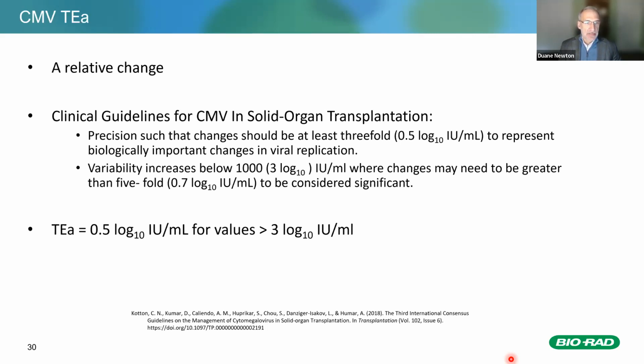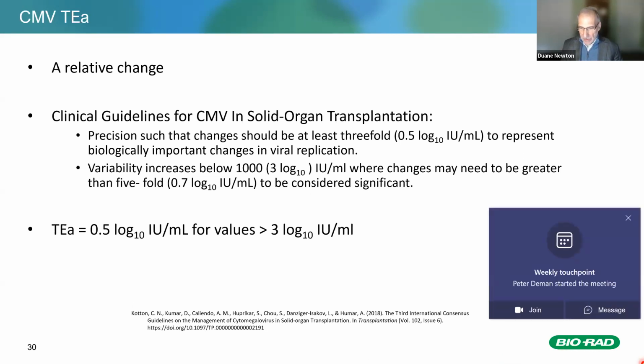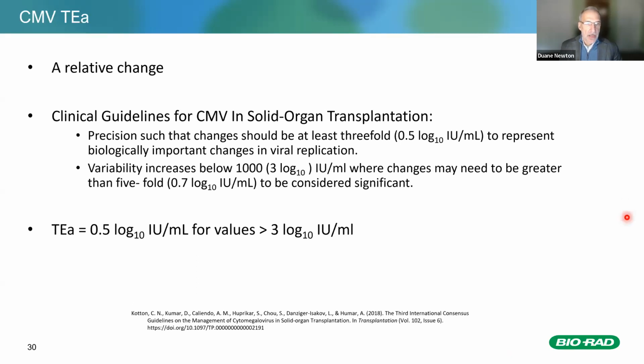However, these same guidelines, which are cited below, acknowledge that there's a lot of variability in assays for values lower than 1,000 IUs per mil, such that a 5-fold or 0.7 log change needs to be considered significant. So for purposes of this study that I'm describing, we chose to use 0.5 logs for values greater than 3 log IUs per mil as a clinically significant change.